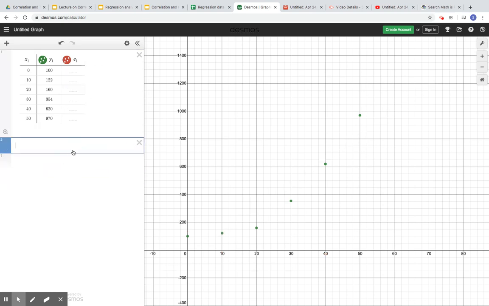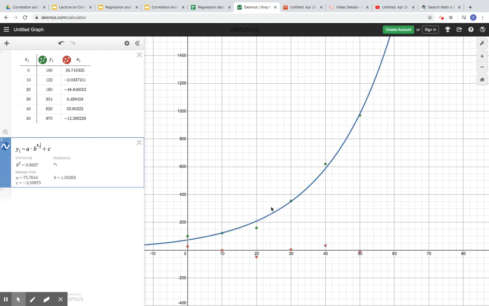So I'm going to try another model here, a slightly different model. I'm going to use an exponential model. So y1 is approximately a times b to the power of x plus c. And I have to put in x1 because I need it to reference the function. And now I'm looking at this, and I'm seeing that this exponential model actually seems to give us a much better idea of what this is going to look like.